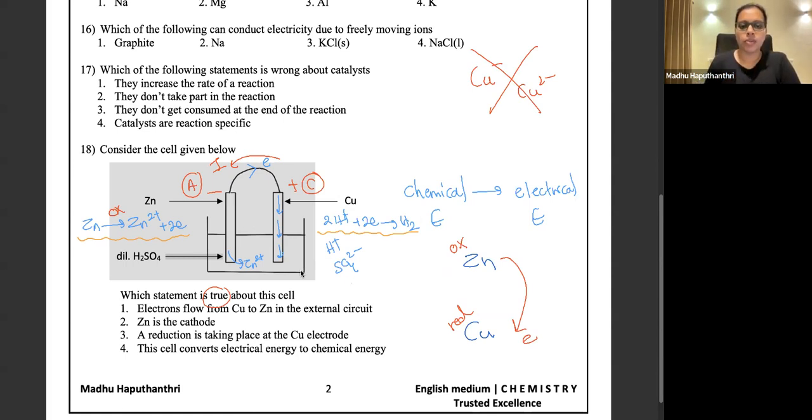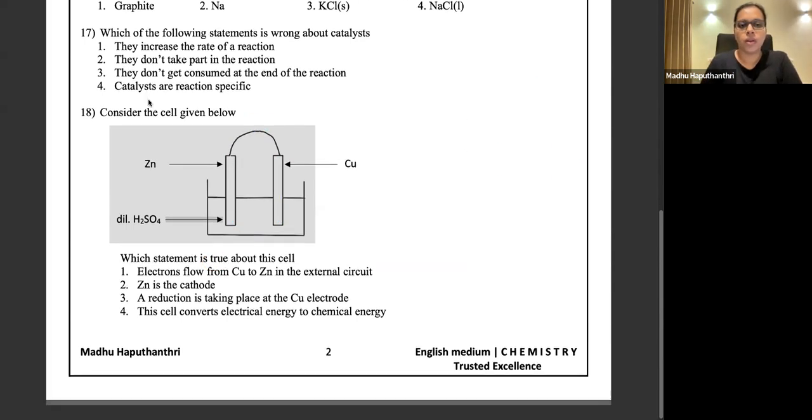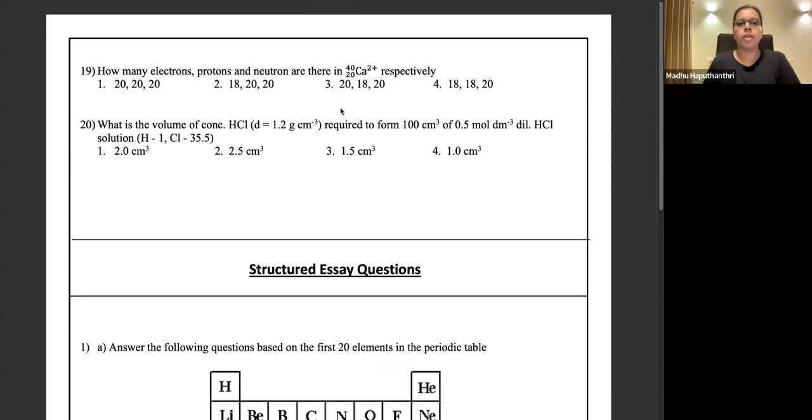Then we'll go to the next one. Question 19: How many electrons, protons, and neutrons are there in calcium 2 plus? Calcium 2 plus has 40 here and 20 here. The proton count is 20, because this symbolizes the number of protons. 40 is equal to protons plus neutrons. Since the proton count is 20, the neutron count is also 20.